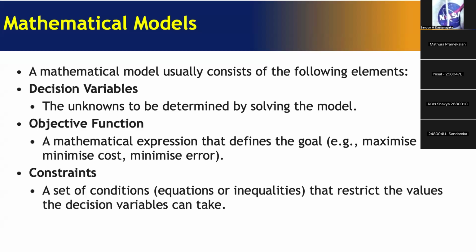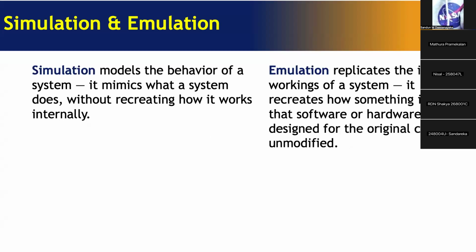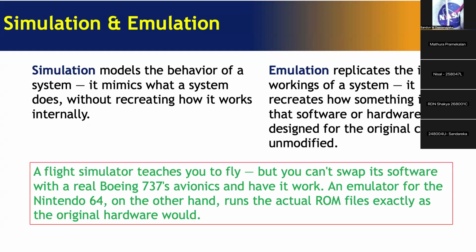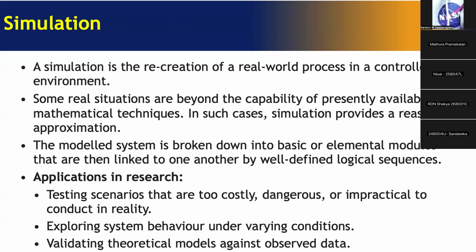So you have to buy one, two, three, four. That's a constraint. So these types of conditions actually dictate your mathematical model. So these are what decision variables, objective functions, and constraints mean: the mathematical idea of your model. Simulations and emulations, I have discussed, so I will just go through it.